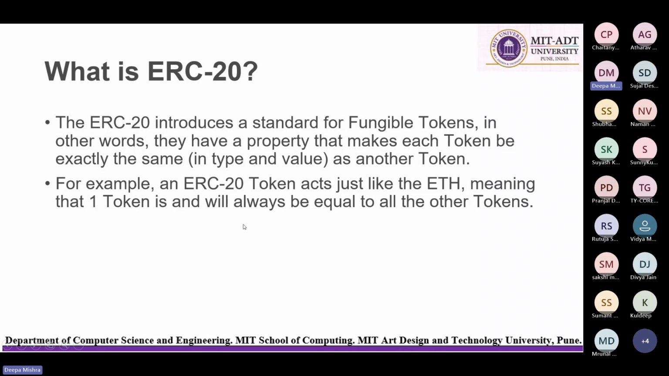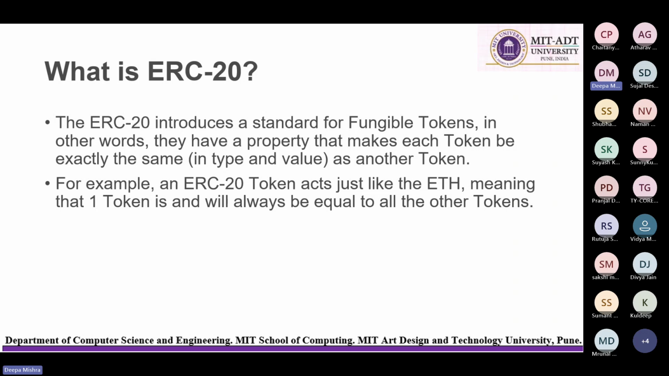I just put in a very basic example here which says that if you're considering Ethereum blockchain and ETH as the currency, it means that one token is and will always be equal to all the other tokens on the Ethereum blockchain. Okay, so the value won't differ. So ERC basically stands for Ethereum Request for Comment, which is a token standard. Similar to ERC20, which is a fungible token, there is ERC721, which is a non-fungible token or NFT.